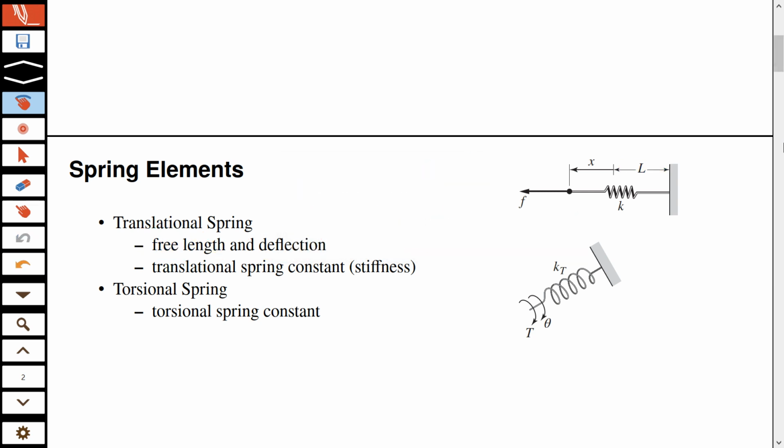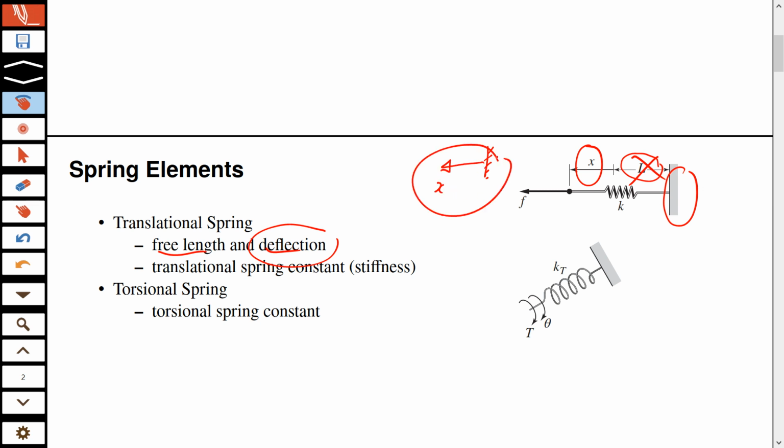Now one thing that is important is that when you explicitly show free length separately, then it's very easy to understand the meaning of x, deflection. But sometimes you don't want to show this detail. You just want to focus on the deflection. And so in that case, you will have a symbol which will represent the reference, and then you say x. So this symbol means that x is to be measured from the free length, from the equilibrium.